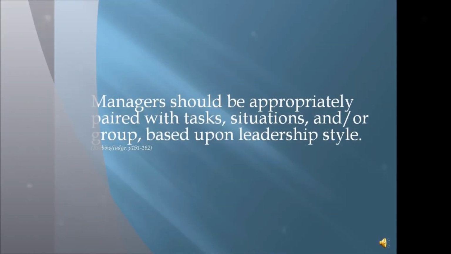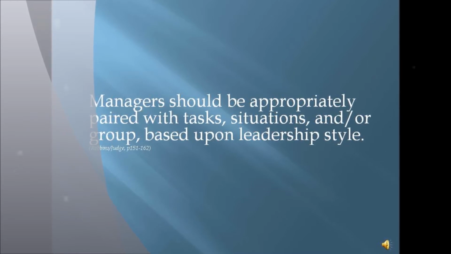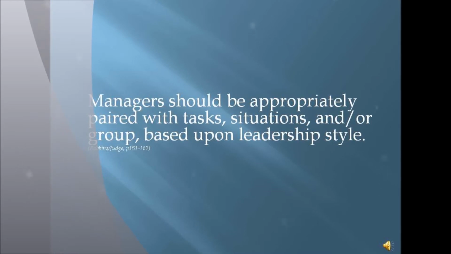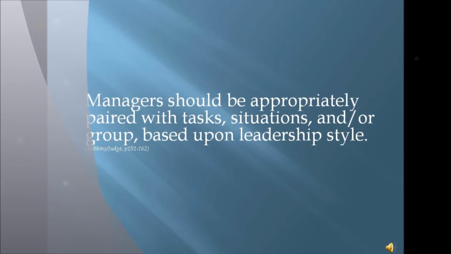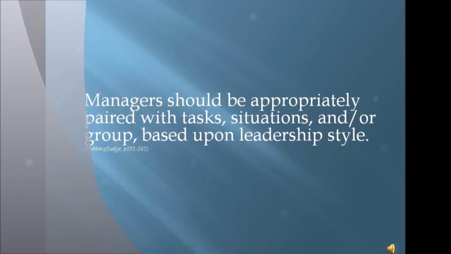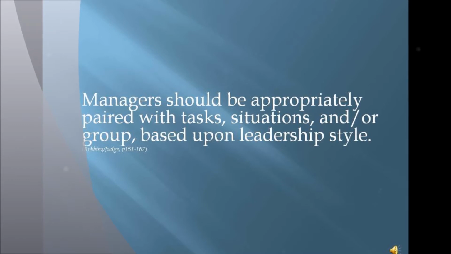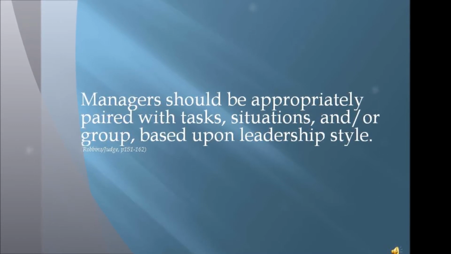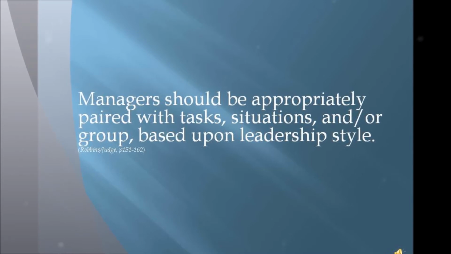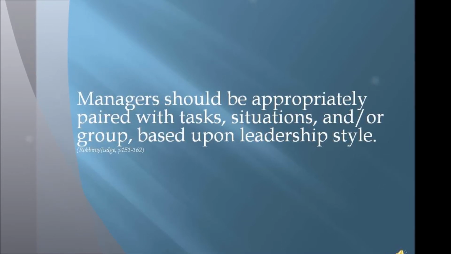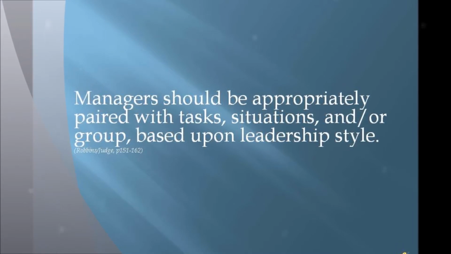Our first key takeaway comes from Chapter 11 and states, managers should be appropriately paired with tasks, situations, and/or groups based on leadership style. Leadership is defined as the ability to influence a group towards the achievement of a vision or a set of goals. There are 2 types. Trait theory leadership, which is based on personality traits such as extroversion. The second is behavior theory leadership, which states that leadership can be trained or taught.